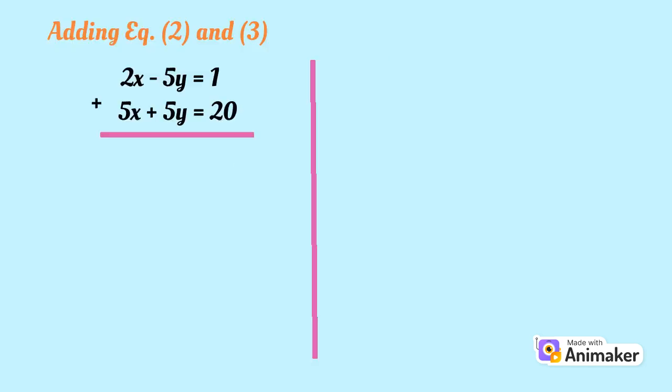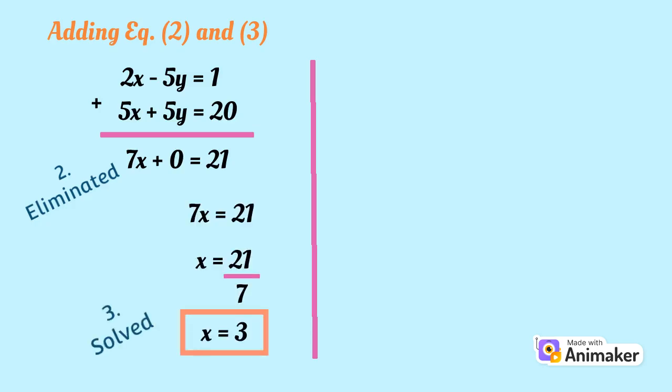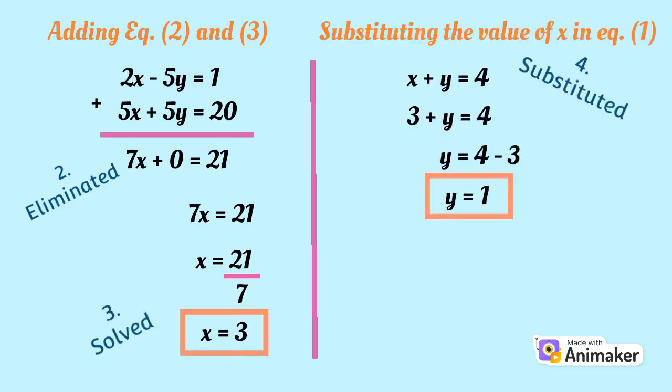By adding equations 2 and 3, y gets eliminated. Now, we solve for x and substitute its value in equation 1. Hence, we got the value of y. So 3 and 1 is the solution.